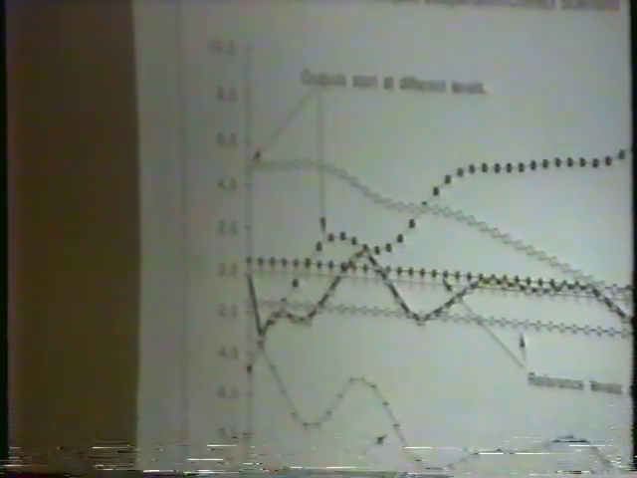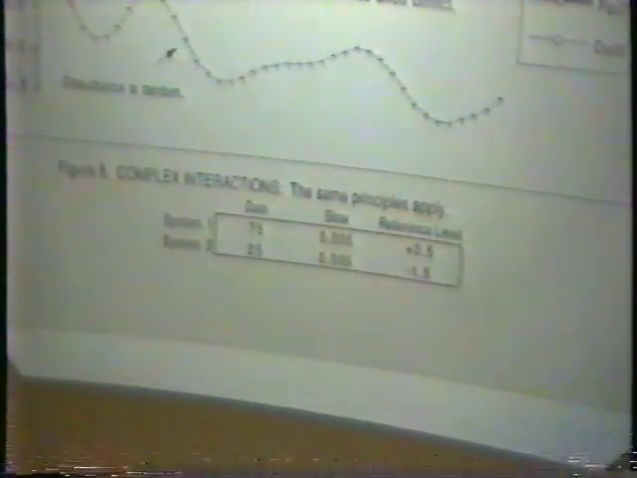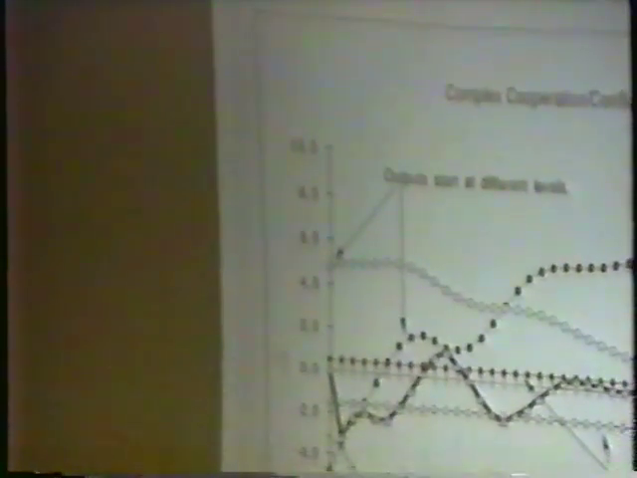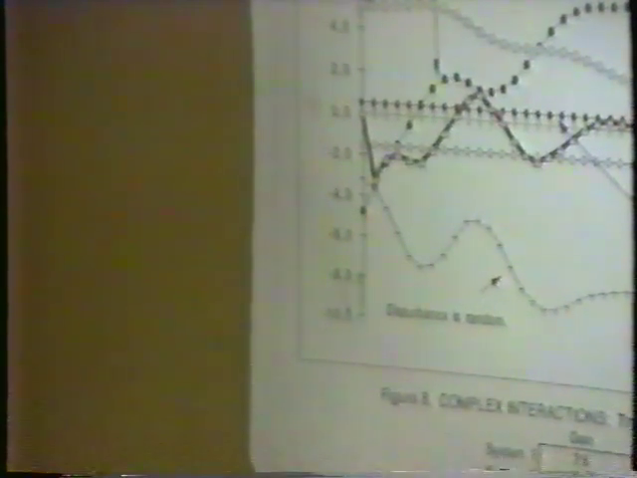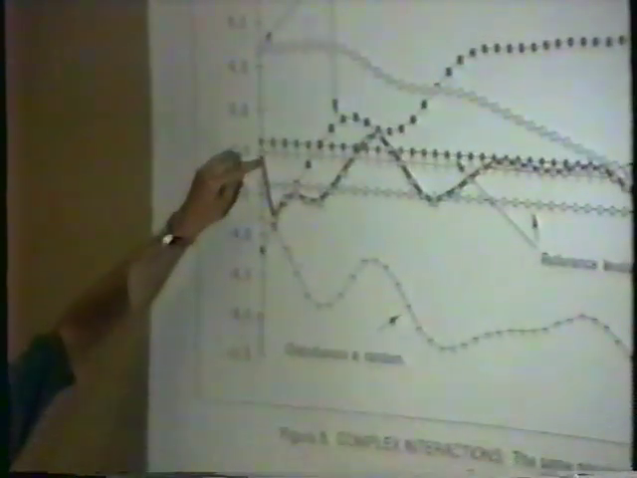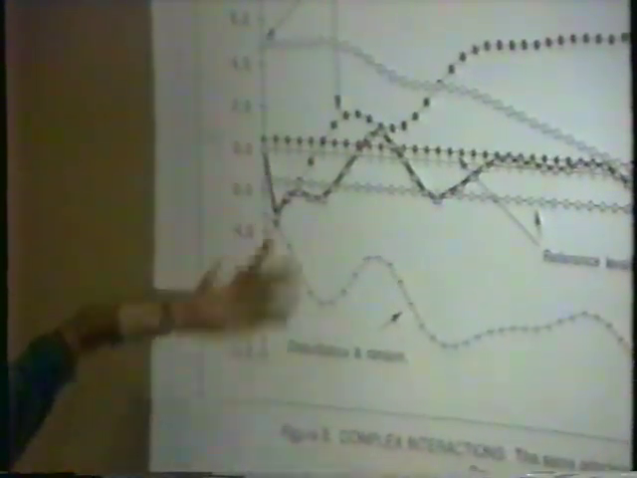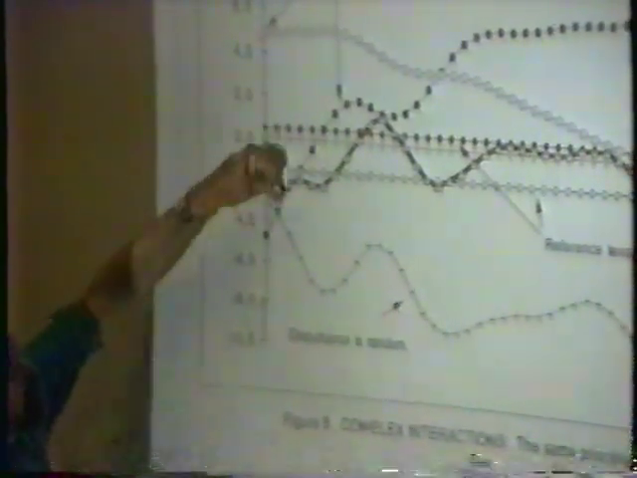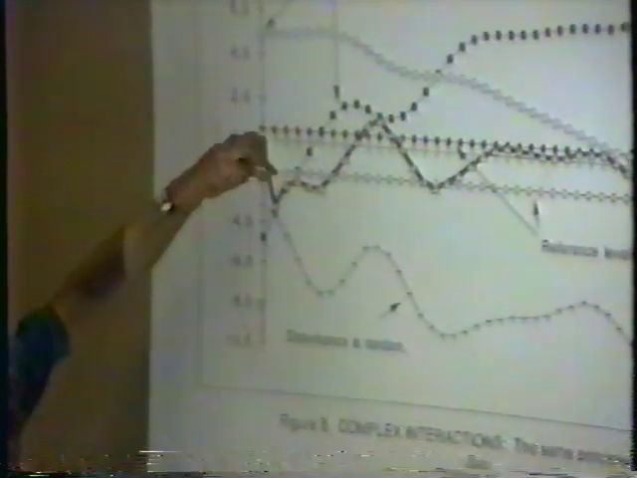The two systems have two different gains. One's 75, the other's 25. The outputs have started at different places, minus 5 and plus 5. Sounds like a classic husband and wife situation. Okay, and here's the perceptual variable. First, the application of the disturbance pulls it way outside both reference levels, and the one with the higher gain, this black one, pulls back real hard, real fast.